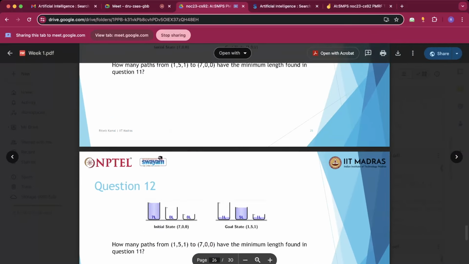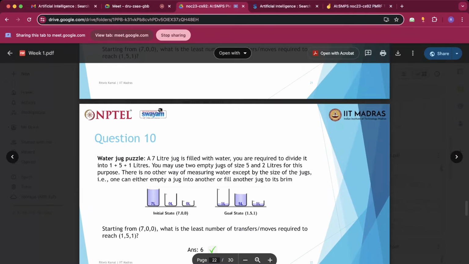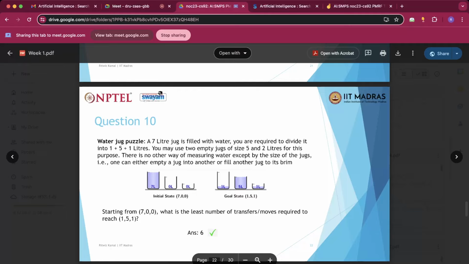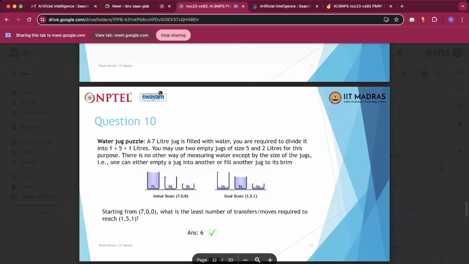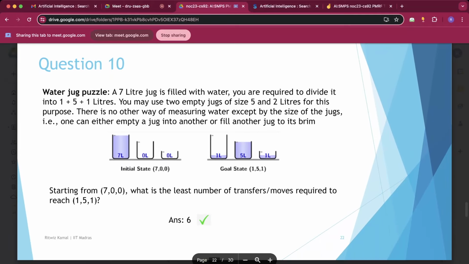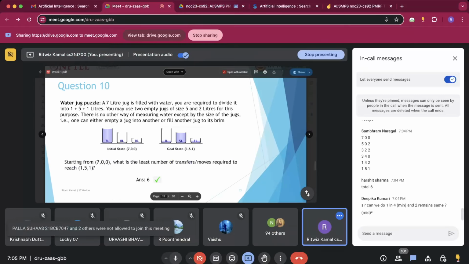Okay, so let me go back to the question then. So what is the least number of transfers required to reach 151? That will be 6. Okay, any doubts in this question?